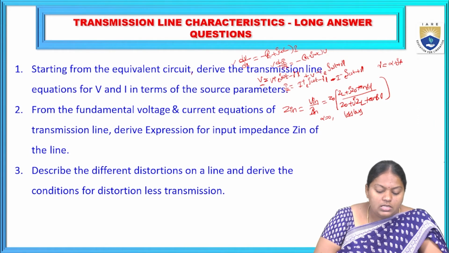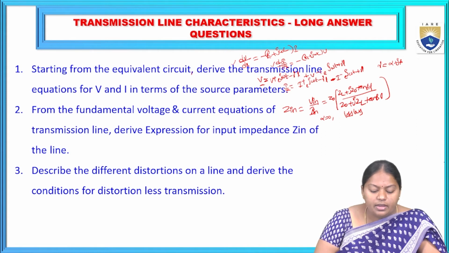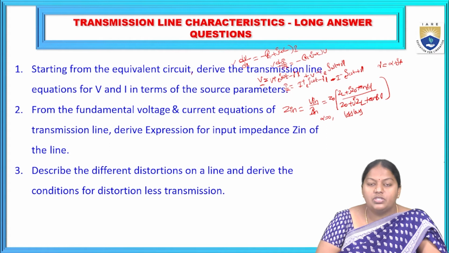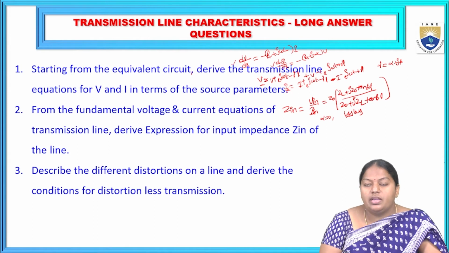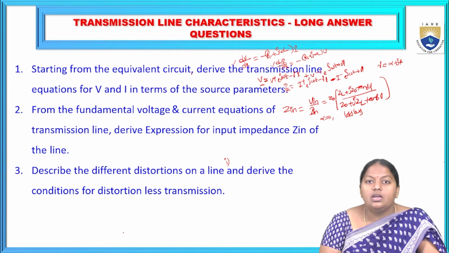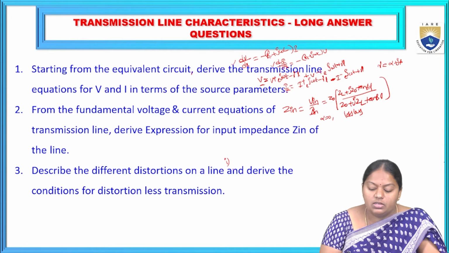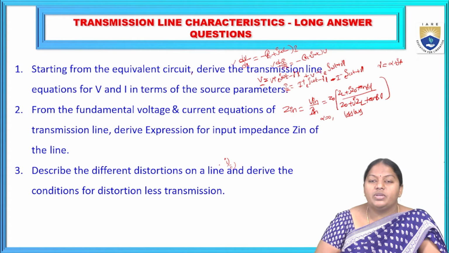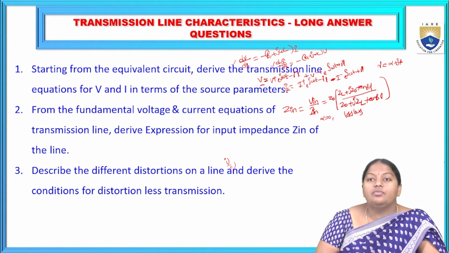Now, describe the different distortions on a line and derive the condition for a distortionless transmission line. So different distortions in a transmission line means we have to consider two cases of distortions: delay distortion or phase distortion, and the second one is frequency distortion. If the frequency components differ between the load and the source, then it is said to be frequency distortion, and if the phase components differ between the source as well as the load, then that type of distortion is said to be phase distortion, and sometimes it is also called delay distortion.